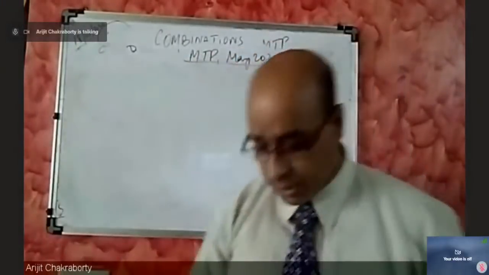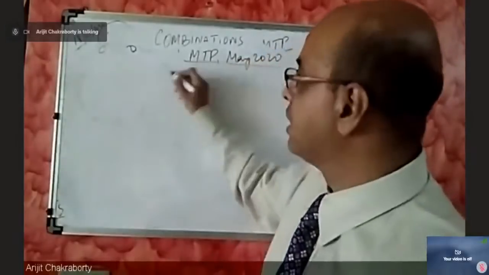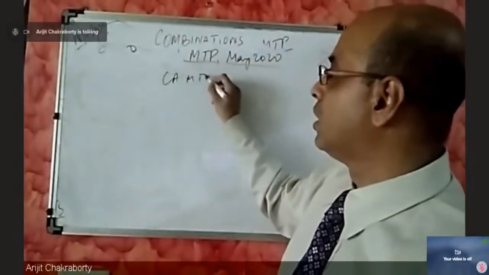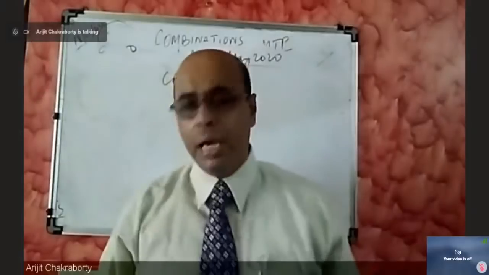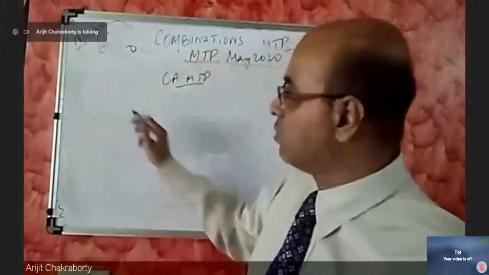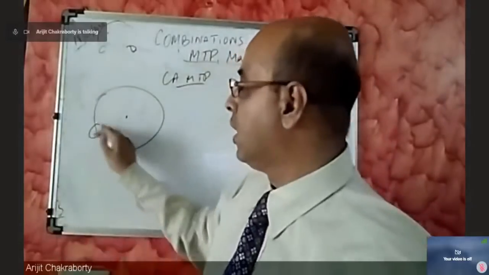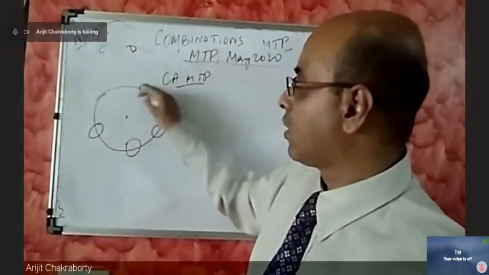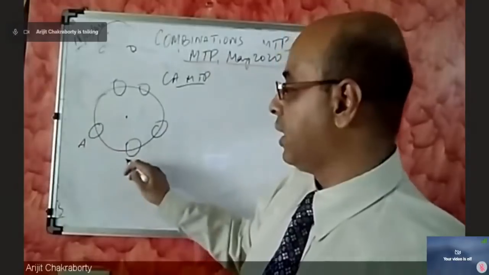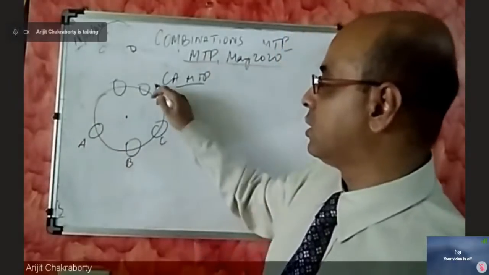I now take up MTP question number 2. CA MTP question number 2. Let's see the question. 5 persons are sitting at a round table. Fine, round table, and 5 persons are sitting. Very good. Let's say I have A, B, C, D, and E.